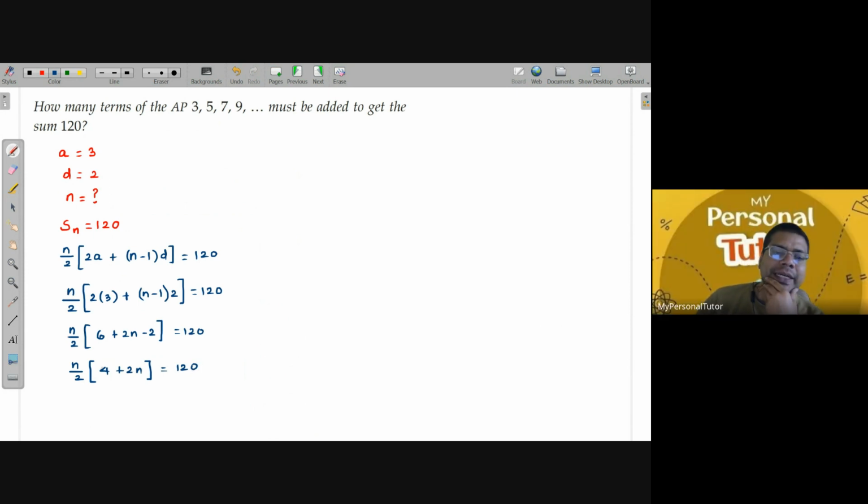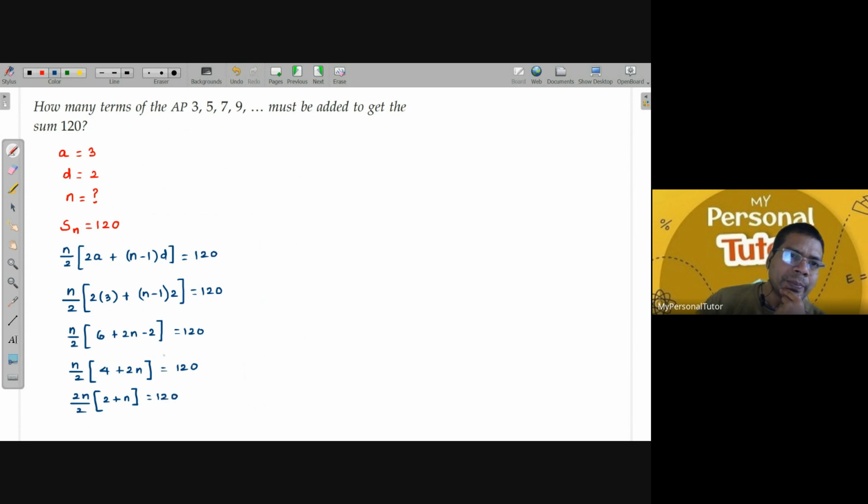Now, if you look inside the bracket, it is 4 plus 2n. So 2 you can take outside common. So you will get 2n upon 2, and inside the bracket, from 4 you have taken 2 outside, so only 2 will remain. From 2n you have taken out 2, so only n will remain. And that is equal to 120.